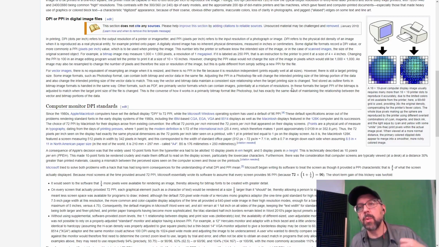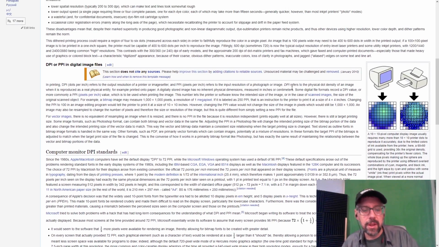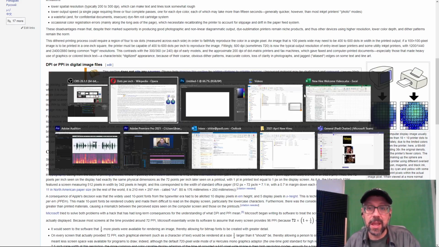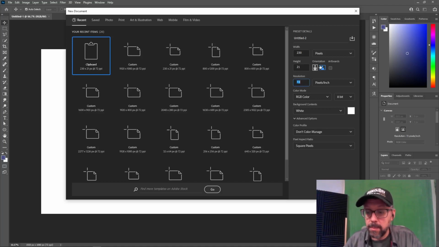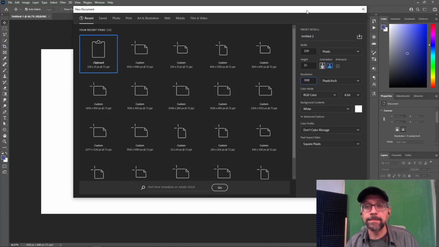So the thing you need to remember is, what's your final output, right? If you're going to stay on a computer, there is absolutely no need for you to be sending it a 300 DPI, PPI image, right? It doesn't matter. Your computer can't do it anyway. You're just making a big, huge file for no reason.